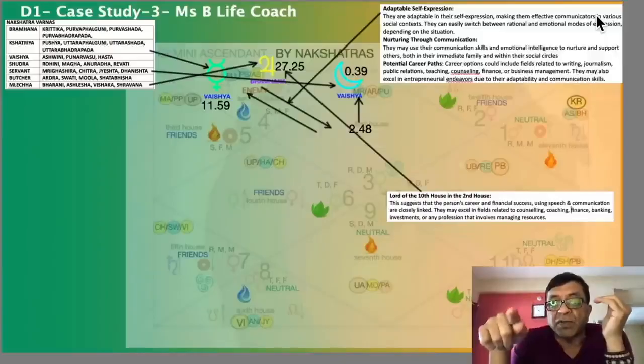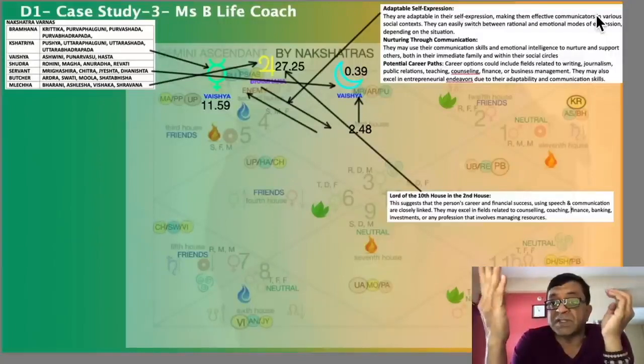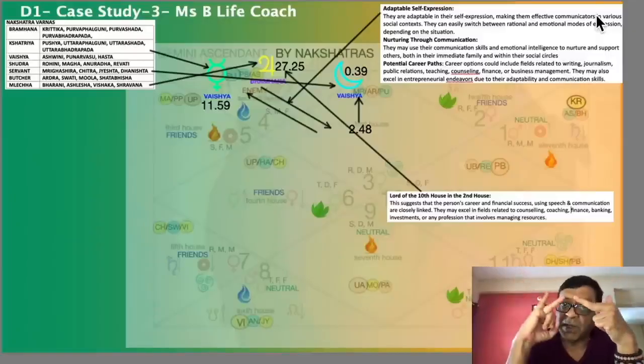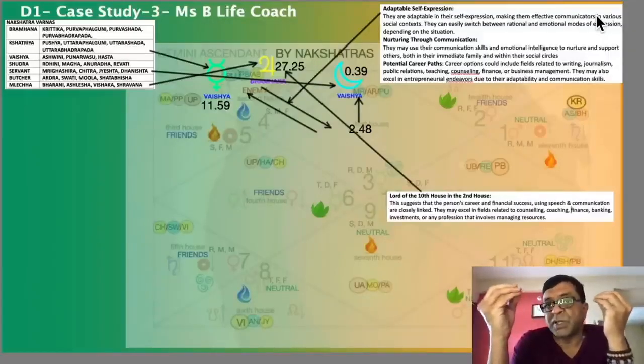Potential career paths could include fields related to writing, journalism, speaking. Writing is more like third house, I would say. Counseling, finance, business management. Counseling comes again. Counseling came in Ashlesha. Counseling came in Mrigashira. Counseling came in Pushya due to their adaptability and communication skill.